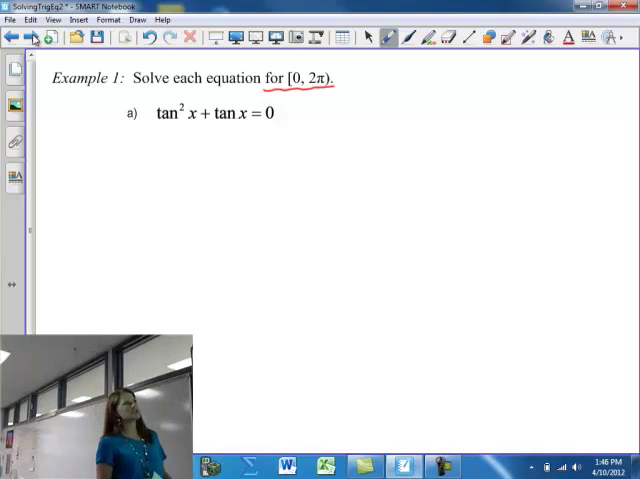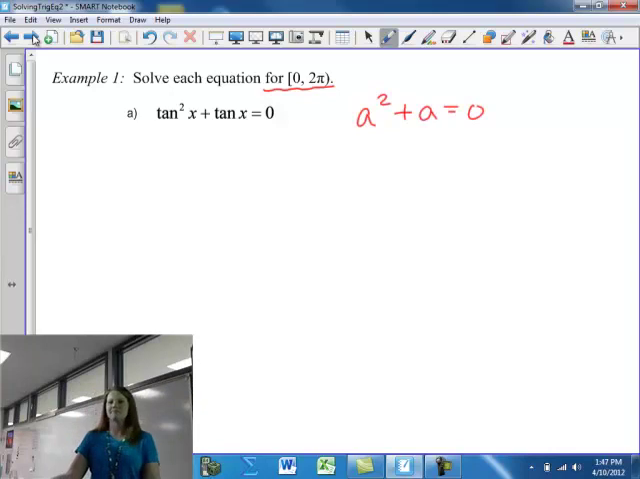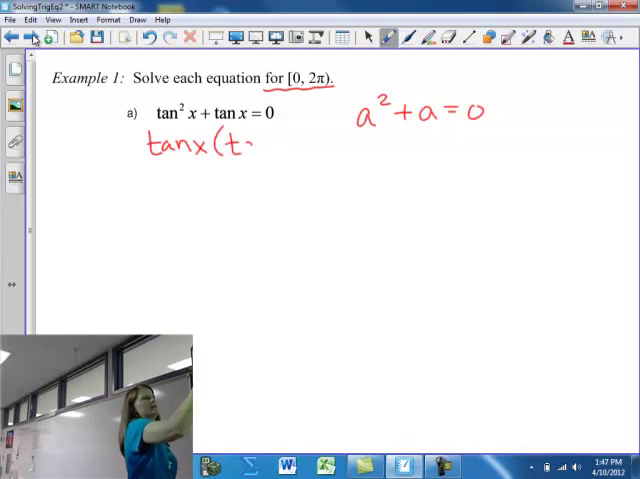So when we look at this, we see a tangent squared and a single tangent. Again, you can always go back to Algebra 1 and think of this in terms of something that looks like this. If you saw that equation a squared plus a, what would you do? I'd factor out an a. Okay, so let's factor out a tangent. Sounds good. So we're going to factor out a tangent of x, and we're going to have a tangent of x plus 1. Don't forget that 1. When you factor, you are undoing the distributive property.